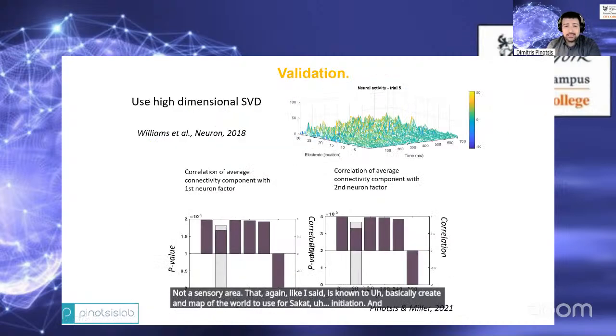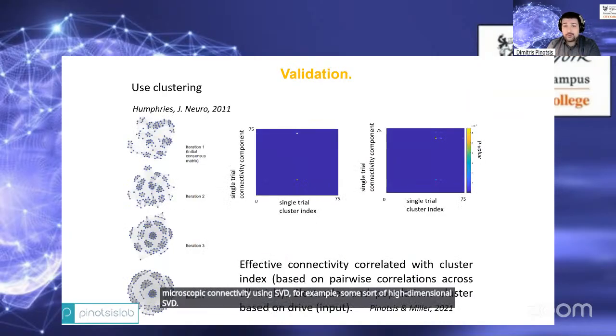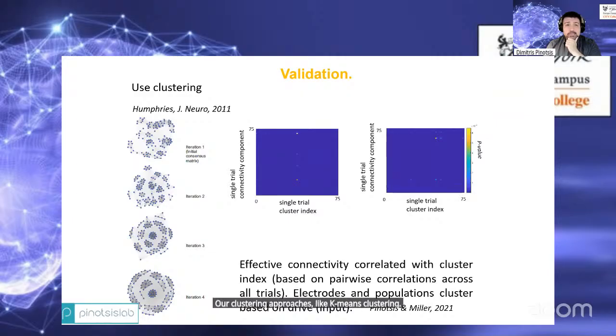And you can validate this. I don't have time to talk about it. So you can validate the microscopic connectivity using SVD, for example, some sort of high-dimensional SVD, or clustering approaches like K-means clustering, and that's what we did.